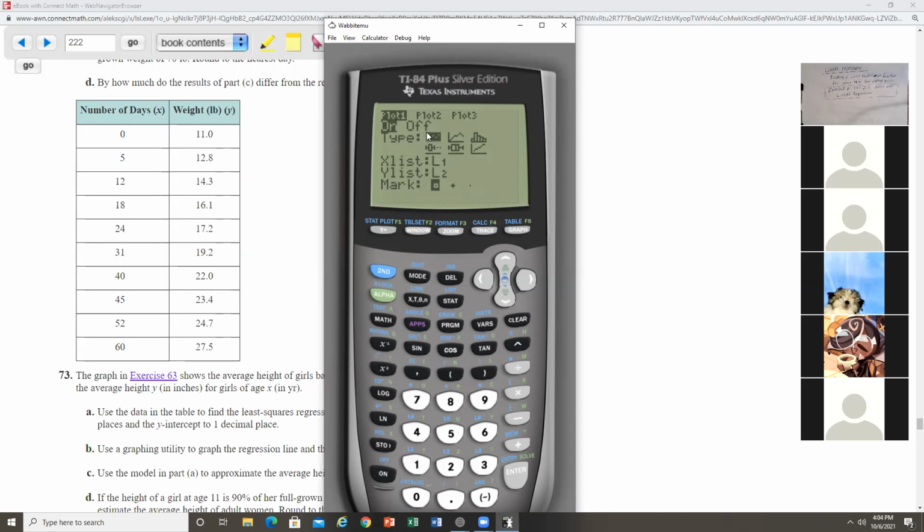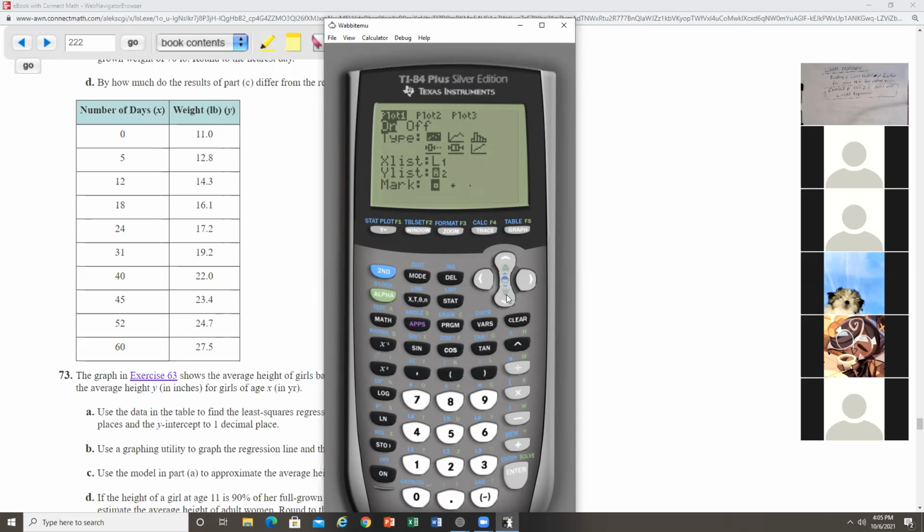Ladies and gentlemen, the first icon here is called the scatter plot icon. I'm going to show you how to do a scatter plot so your calculator can plot all these ordered pairs. Select the scatter plot icon, hit enter to select it. Does your X list say list 1? And does your Y list say list 2?